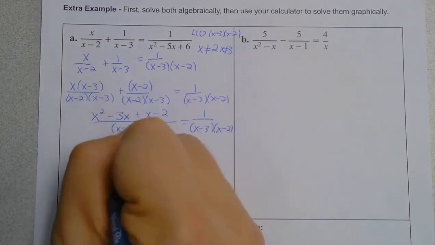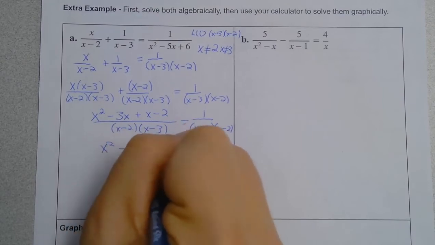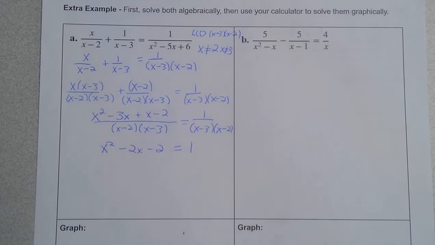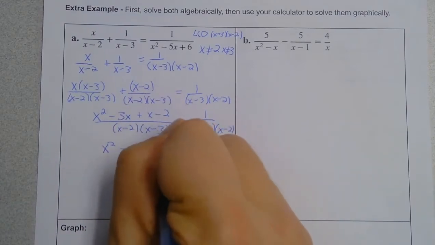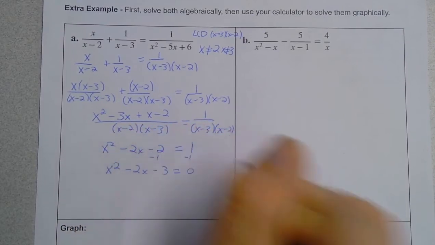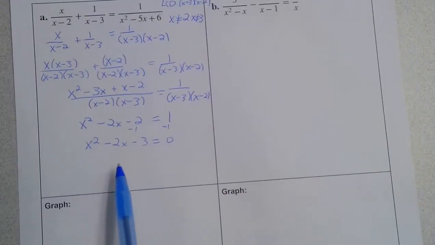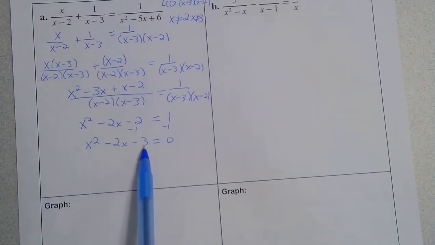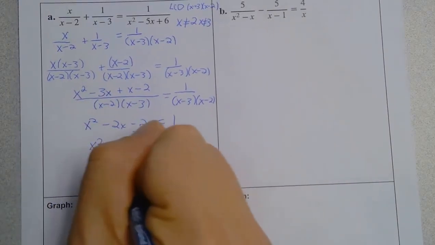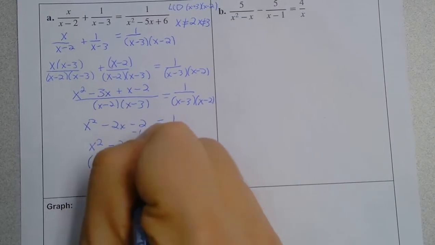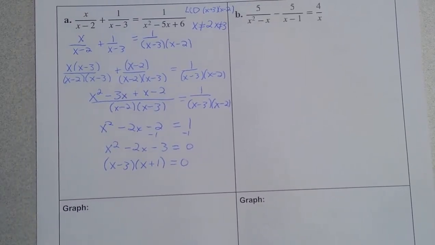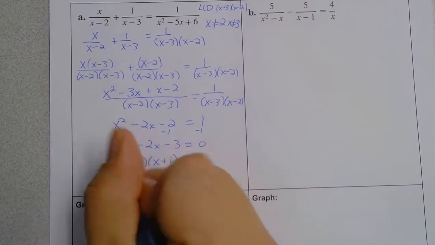So cleaning up the numerator, I have x squared minus 2x minus 2 is equal to 1. So I'm going to subtract 1 from both sides, and we have x squared minus 2x minus 3 equals 0. And now what I'm going to do is factor. So I'm looking for factors of negative 3 that add together to be negative 2. So I have x minus 3, so it's going to be negative 3 and 1, and x plus 1 equals 0.